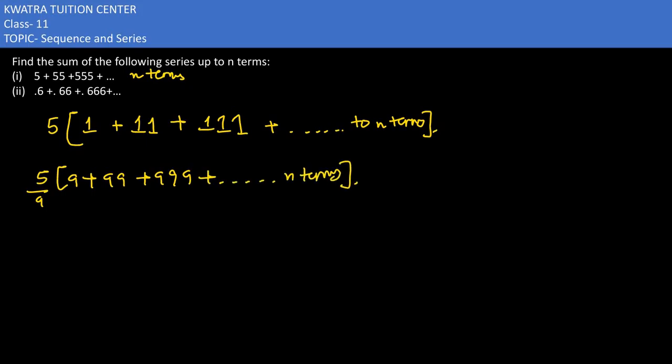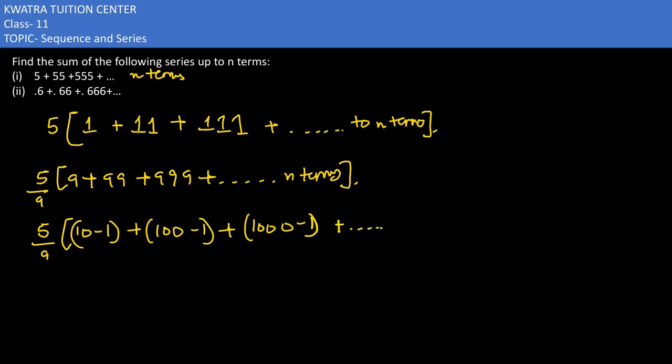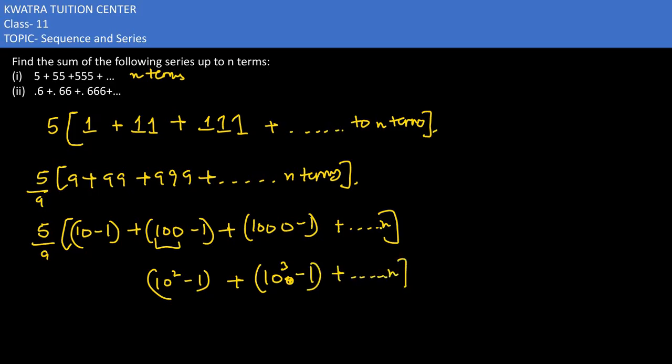N terms are there in total. So 5 by 9 is there outside the bracket. I would have 9, that's 10 minus 1. For 99, that's 100 minus 1. For 999, that's 1000 minus 1. And up to obviously n terms. Now here I could have 10 minus 1. What is 100 equal to? That's 10 square minus 1. And if I want to write 1000 in terms of exponents, that's 10 cube minus 1 up to nth term.